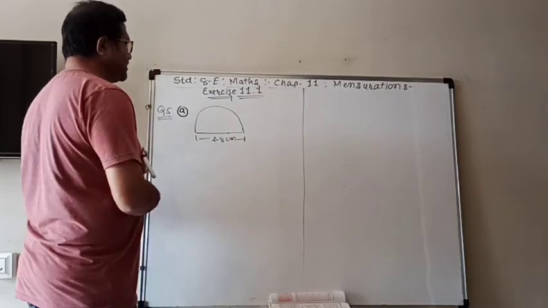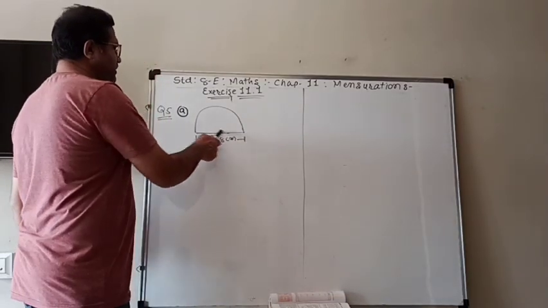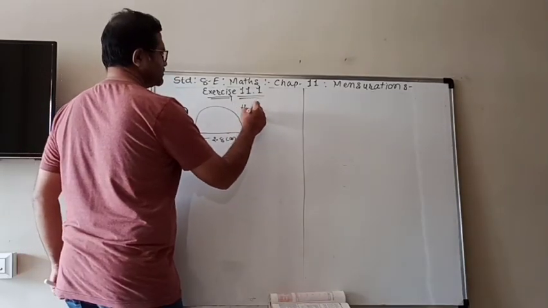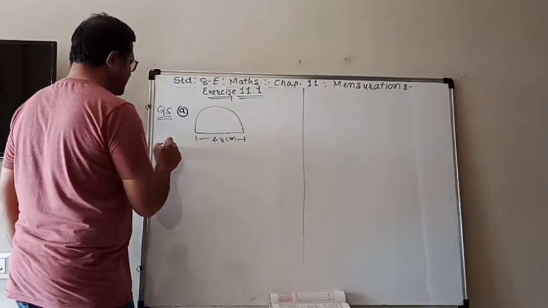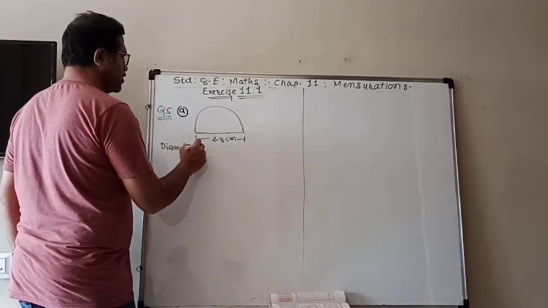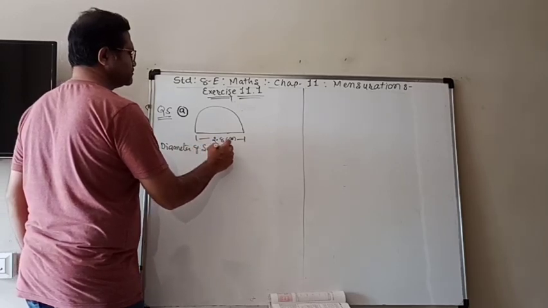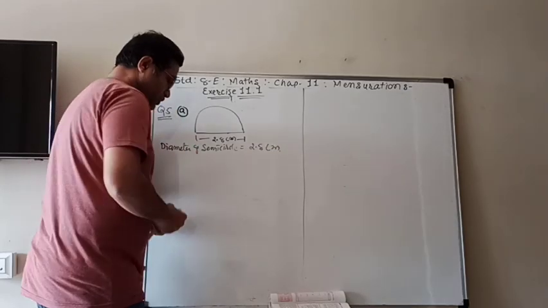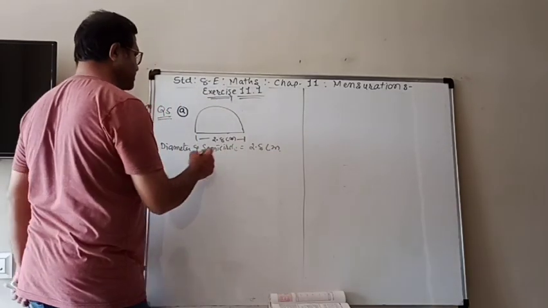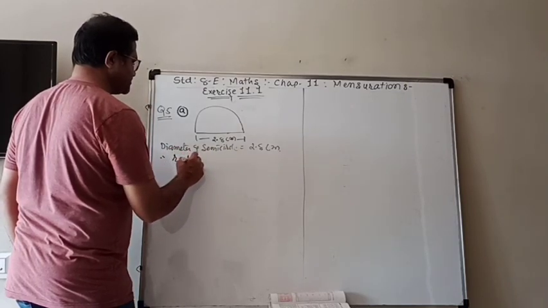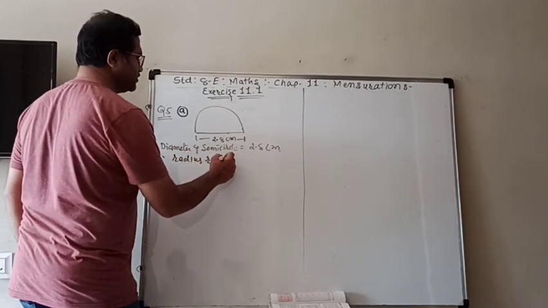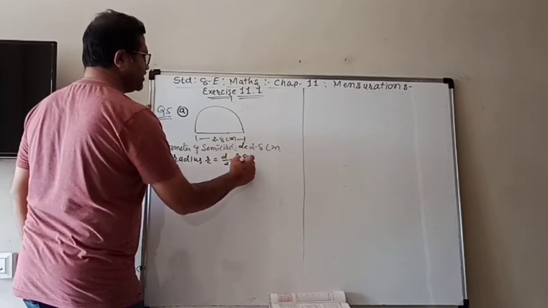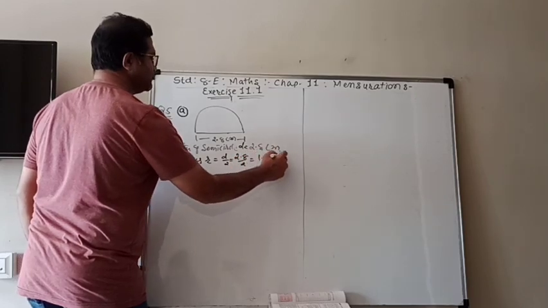So here first is like this, it is a semicircle and then a diameter is there. So here the diameter of the semicircle is 2.8 centimeter. So first of all we have to find the radius. Therefore radius r is equal to d upon 2. That is 2.8 upon 2, that is 1.4 centimeter.